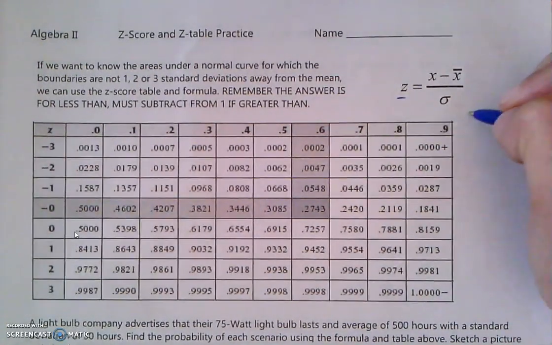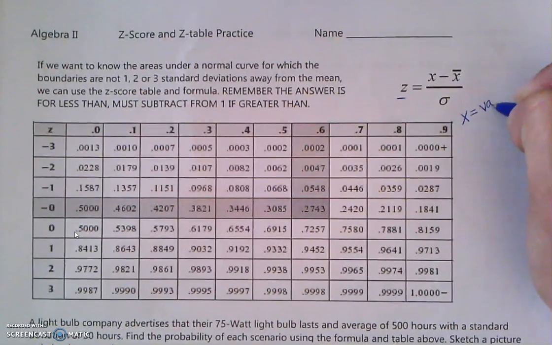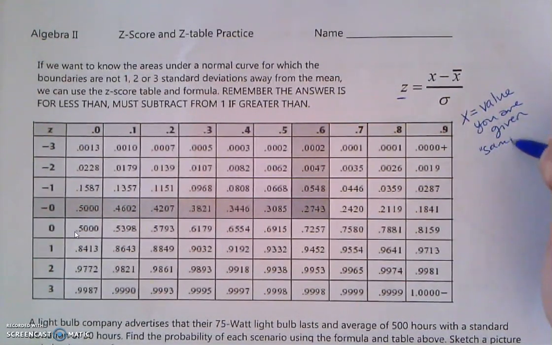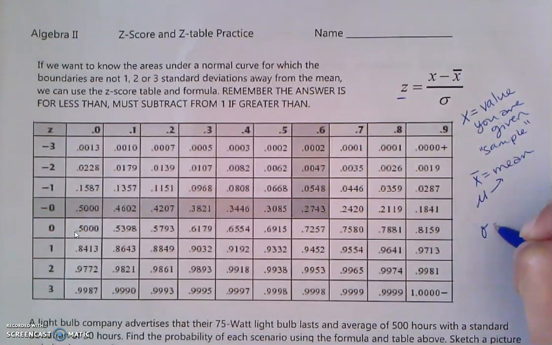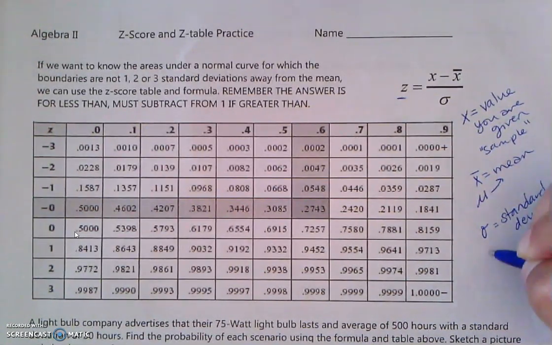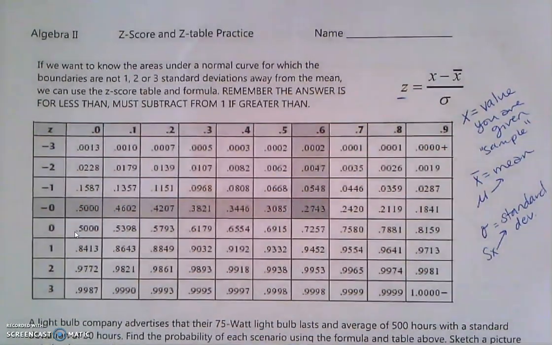Okay? X is the value you are given. Okay? A sample. Okay? X bar is the mean. Remember that we can use a mu or we can use an X bar. They both mean mean. And then the sigma is standard deviation. Also, SX is sometimes used for standard deviation when we are doing data. So just a recap of symbols.